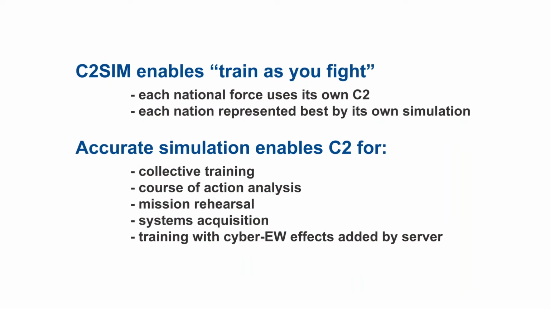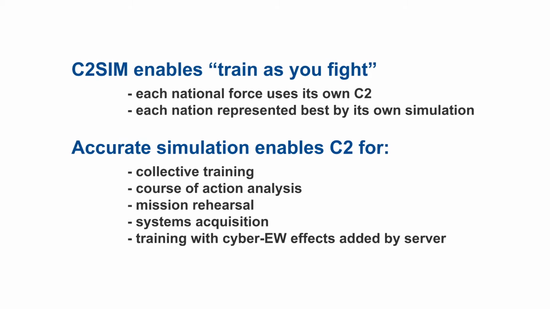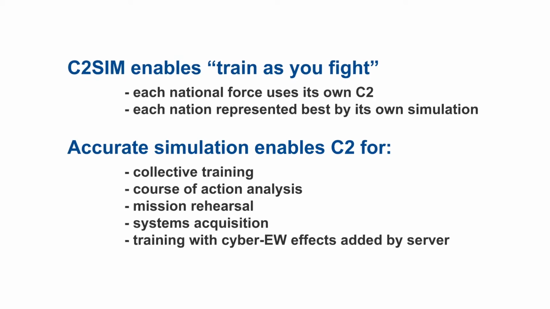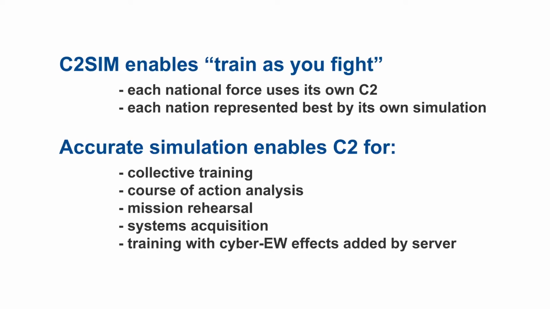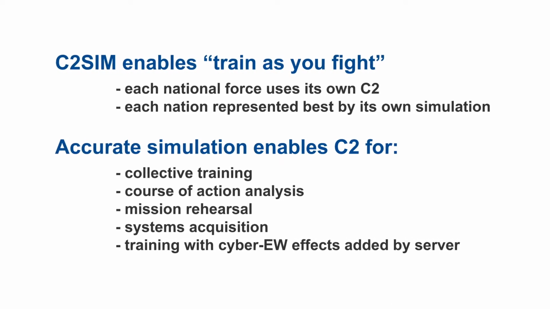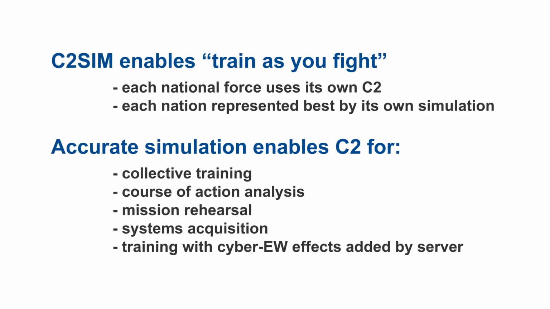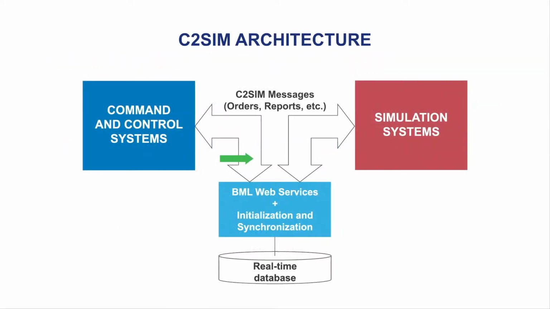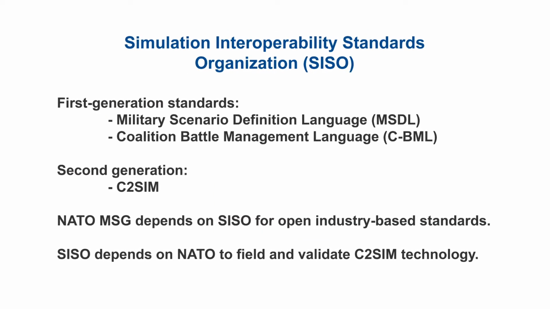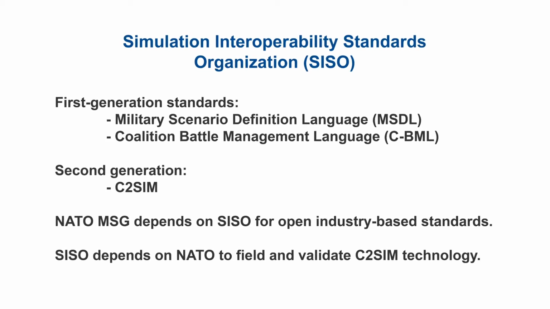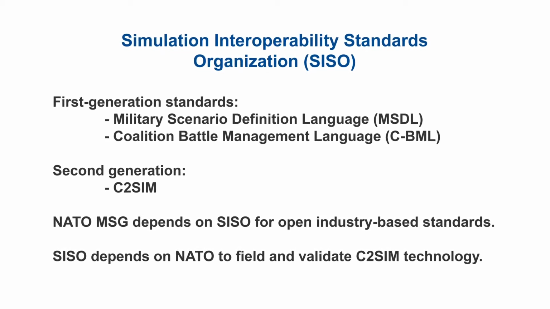C2 Sim enables a long-sought military capability, train as you fight, supporting coalition collective training, planning and mission rehearsal. There also have been creatives used in acquisition and operational training for cyber EW environments. Orders reach the simulations automatically, and reports with status of operations flow back just as they do in operations with real forces. Currently, military operations in coalition face more complex information interoperability challenges than single nations.